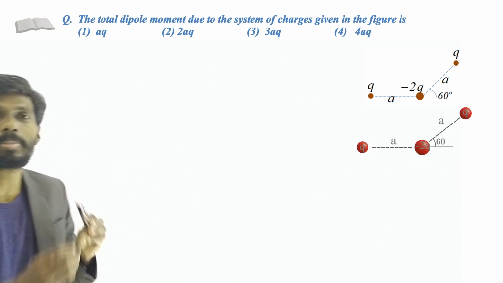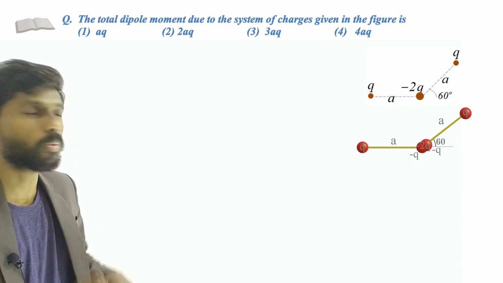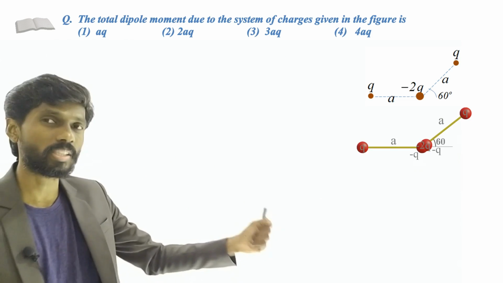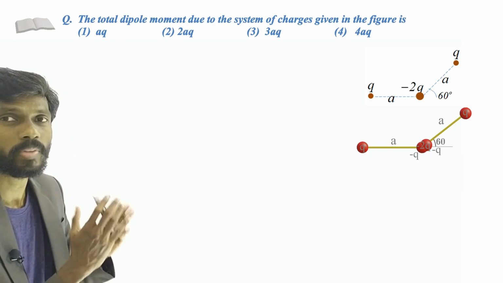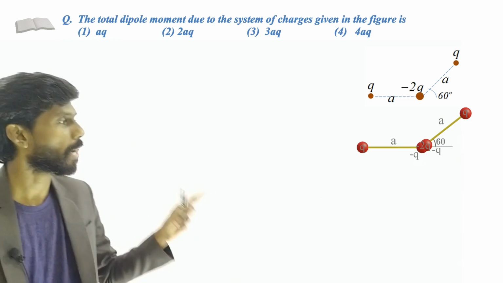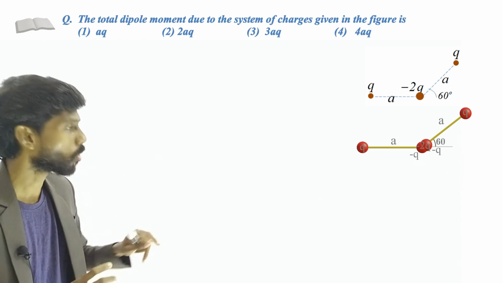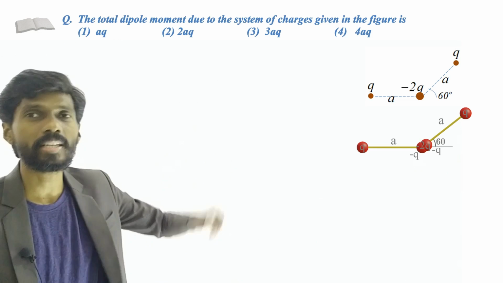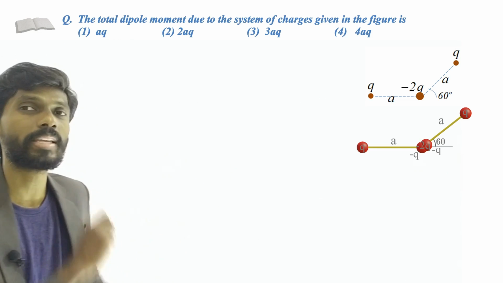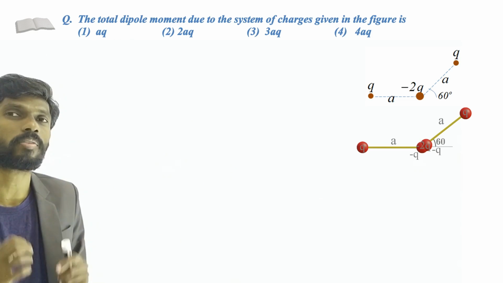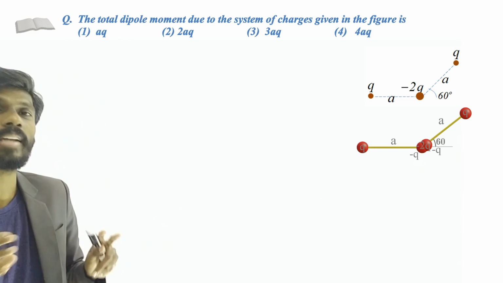This minus 2Q can be split into two parts, minus Q and minus Q. So one minus Q can be combined with this charge Q. So that will form one dipole. Similarly, the other dipole with charges minus Q and Q. But these two dipole moments, they don't have the same direction. So one is horizontal, the other one makes some angle, say 60 degree with the horizontal. Let us find the vector form of these two dipole moments separately and then find the sum.